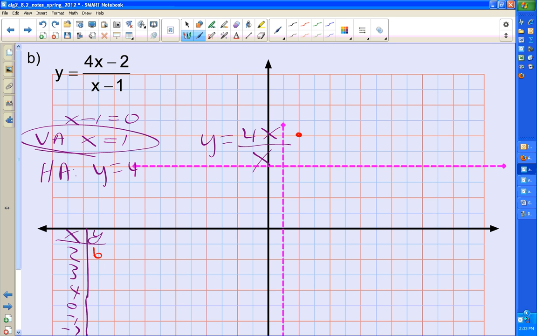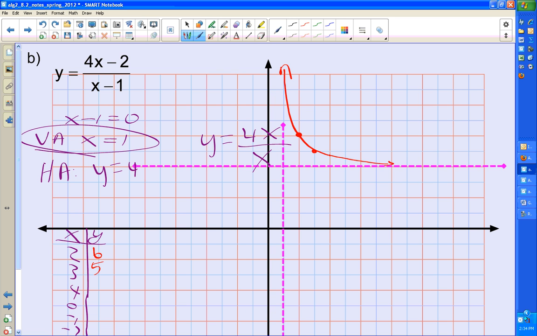These are actual points on the graph. So we're plotting the point (2, 6). When you plug in 3, you're going to get 10 over 2, which is 5. So (3, 5). When you plug in a 4, you're going to get 14 over 3, which is almost 5. So your graph is going to look like this on this side.